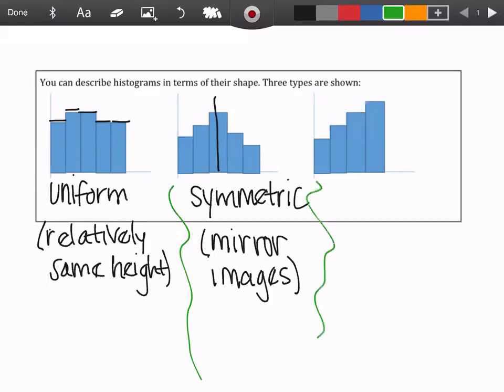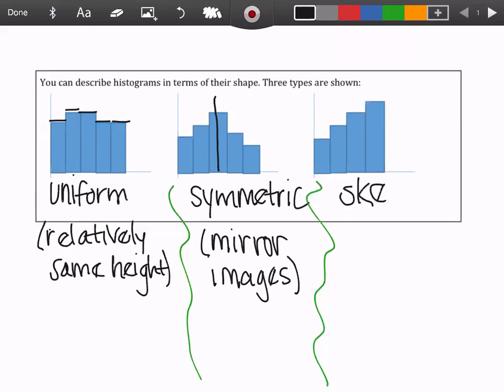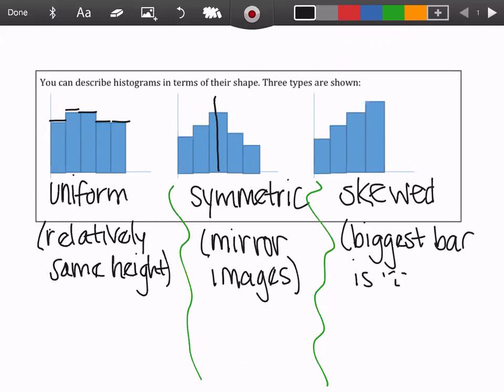And then we have this last graph over here. The last graph is when it almost looks like the graph is leaning to one side or the other. And we call that graph skewed. It is a skewed graph when the biggest bar or the bar with the greatest height is not in the middle.